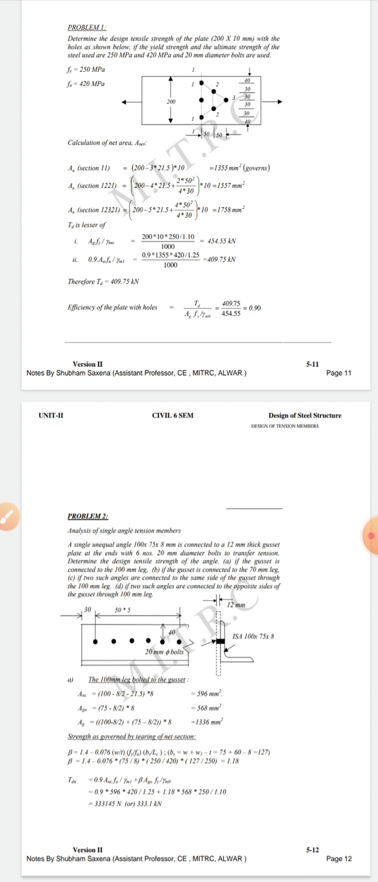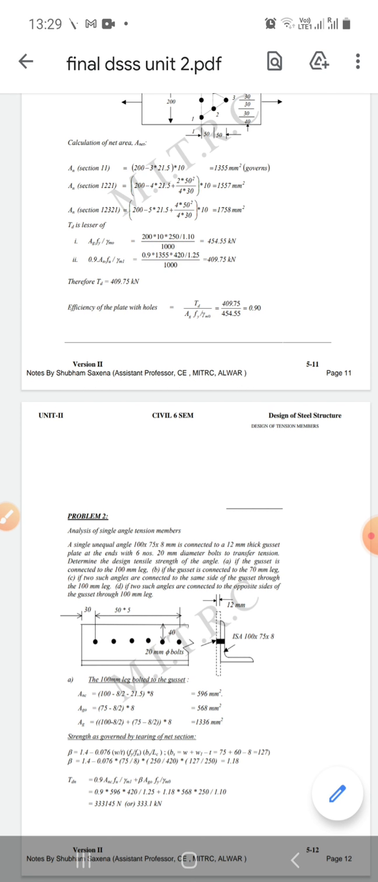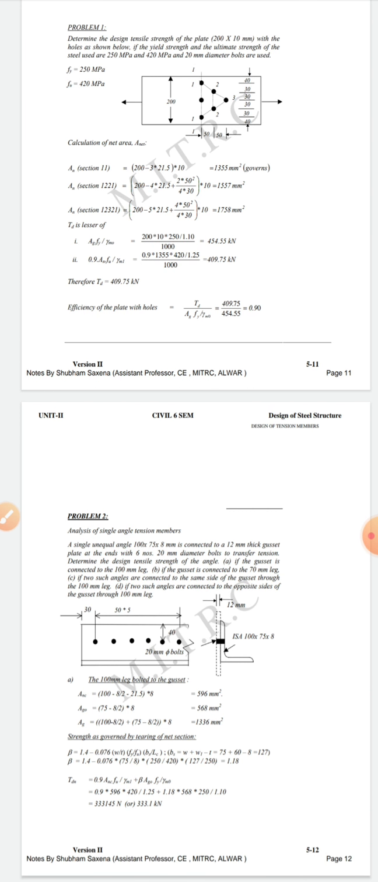As you can see, the pitch is given as 50, the gauge distance is given as 30, and the end or edge distance is given as 40. It can be written as staggered pitch also. The total width of the plate is 200 and the thickness of the plate is 10.